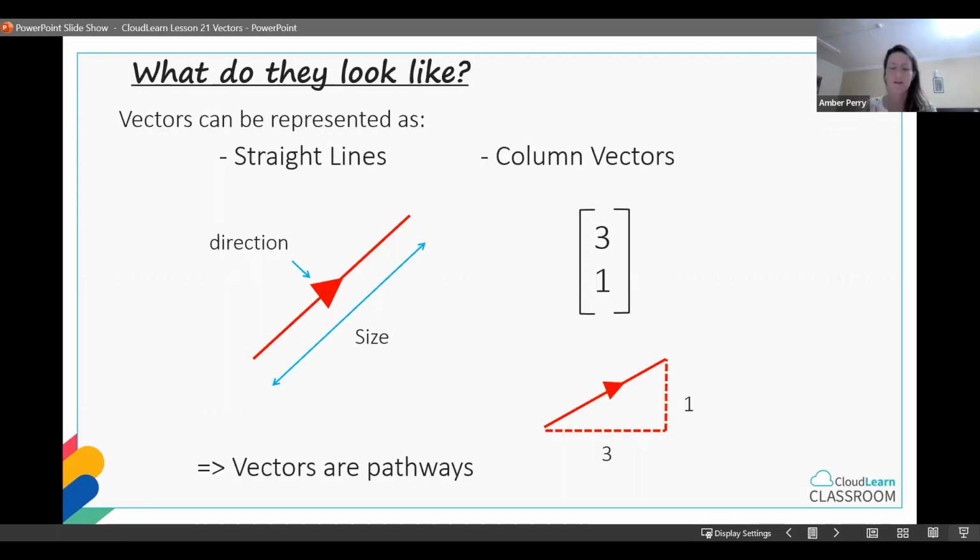Now, we talked about column vectors, so I was just going to do a quick warm up on column vectors. Remember that I said this column vector here is 3 units to the right and 1 unit directly up. That's because they're both positive numbers. So I'll just write it on here.